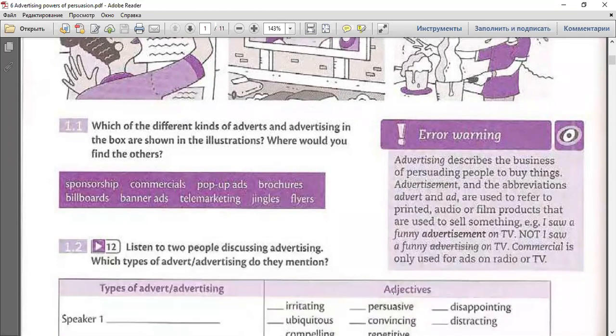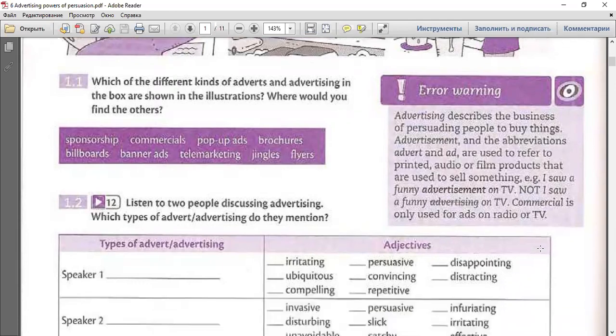So there is also an error warning. That's a typical mistake that some candidates make. It says that advertising describes the business of persuading people to buy things. Advertisement, or in American English you pronounce it advertisement, and the abbreviations advert and ad are used to refer to printed, audio, or film products that are used to sell something. For example, I saw a funny advertisement on TV. So you cannot use advertising. And as for commercial, it is only used for ads on radio or on TV.